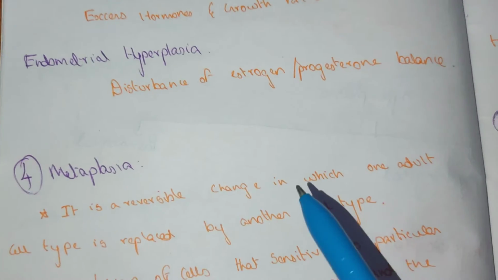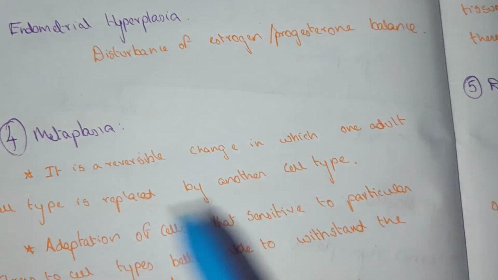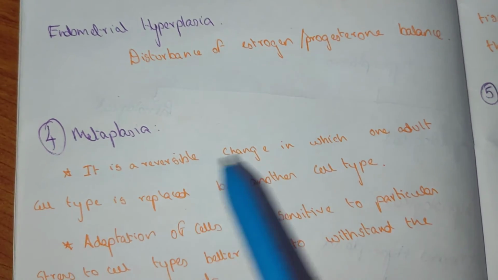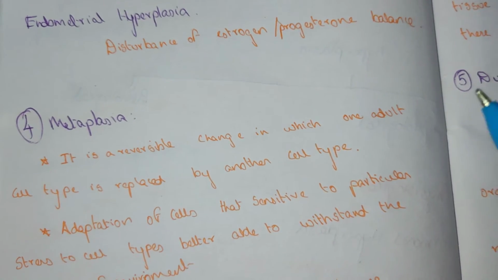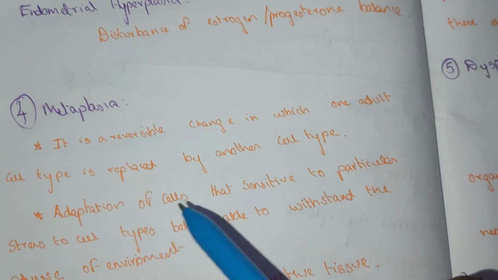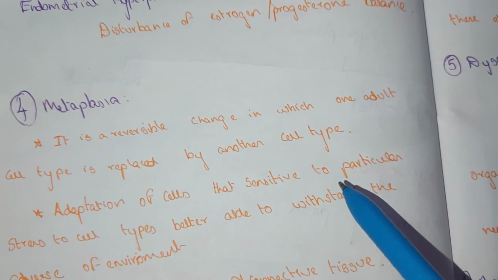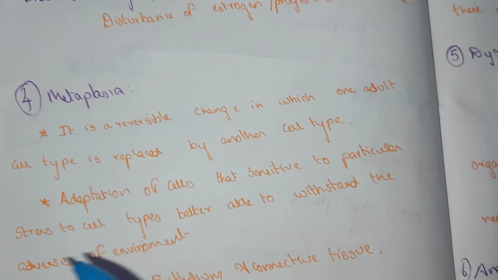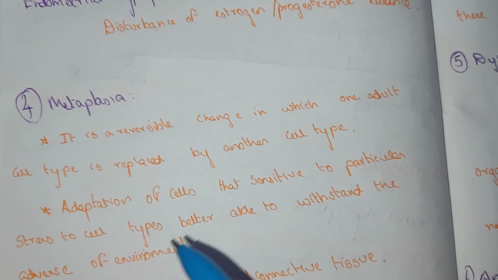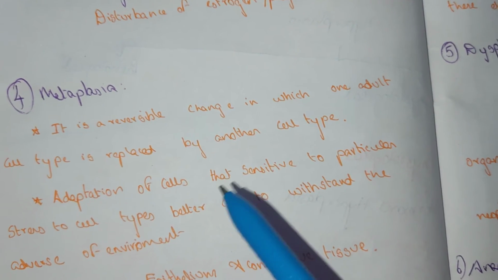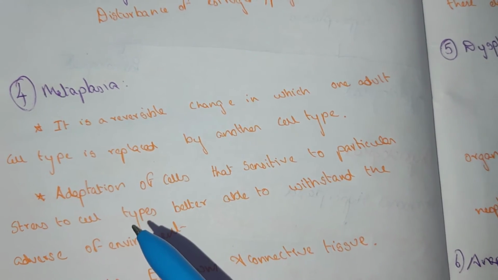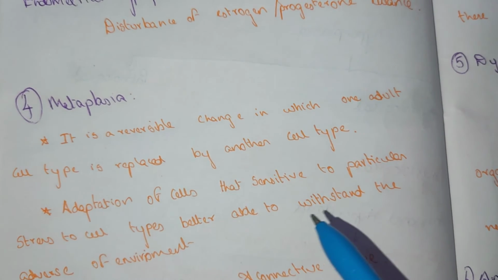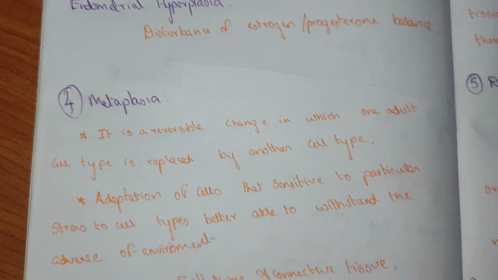Metaplasia is a reversible change in which one cell type is replaced by another cell type. It is an adaptation in which a cell type sensitive to a particular stress is replaced by a cell type that is better able to withstand the adverse environment.